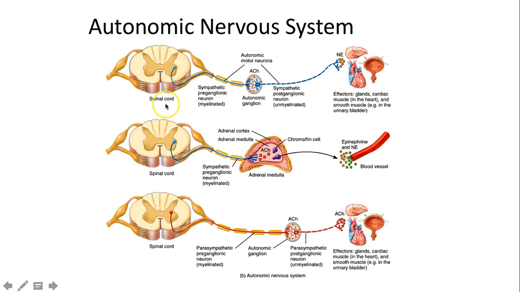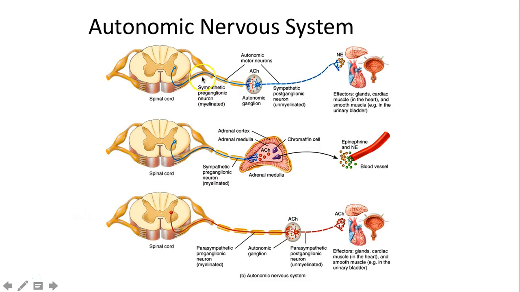And the last slide here, so these top two examples are from the sympathetic nervous system. This bottom one is from the parasympathetic nervous system. So you see here, the sympathetic neuron is coming from the spinal cord, releasing acetylcholine. Same thing here, coming from the spinal cord, releasing acetylcholine. And basically the same thing in the parasympathetic, it's releasing acetylcholine. So basically parasympathetic and sympathetic fibers release acetylcholine.